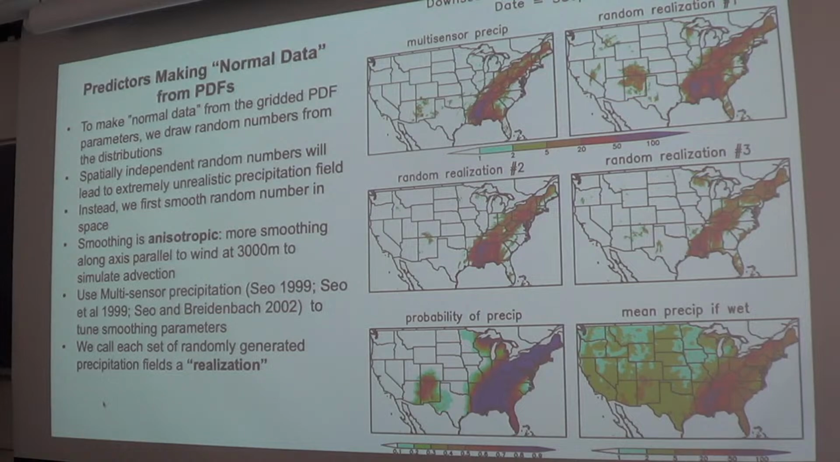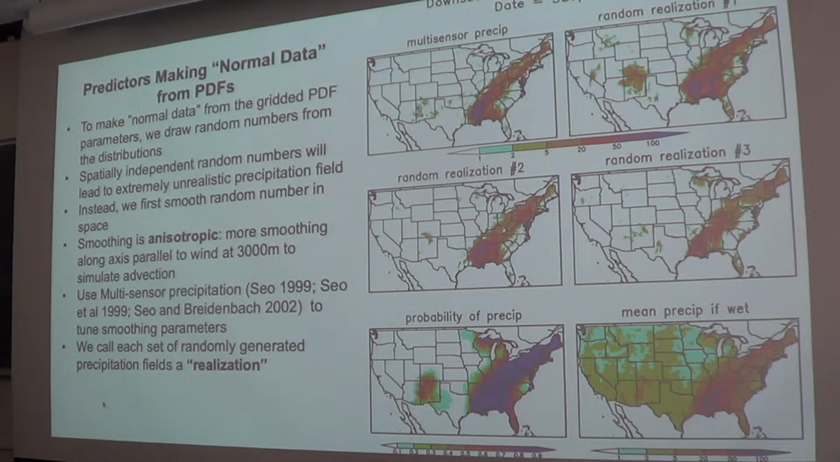And you don't want to just make them independent of each other, like this grid point and the next grid point. You don't want them to be independent, otherwise it will just be speckled noise, not look realistic at all. So what you do is you smooth them in space prior to using them. So you draw random numbers, and if you do something additive to them, then you preserve a Gaussian distribution of the noise. Another little thing is that I smooth it anisotropically, so along the direction of the wind at 3 kilometers, there's more smoothing in that direction, which sort of gives the streakiness of the precipitation field.